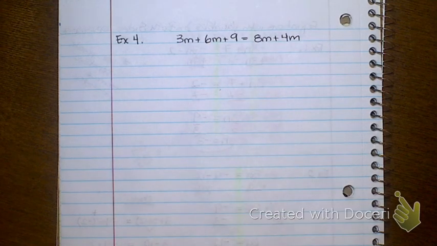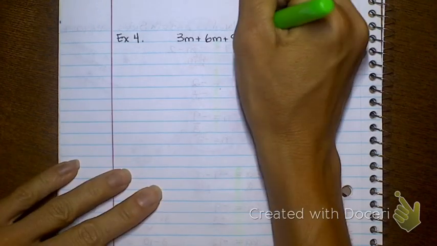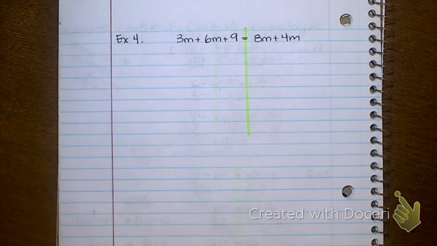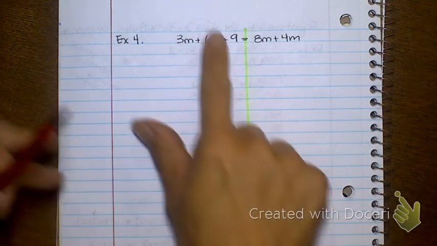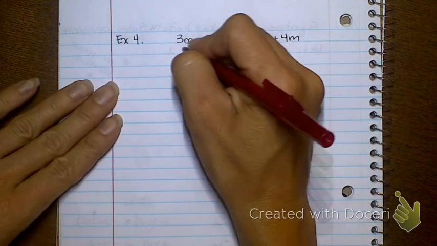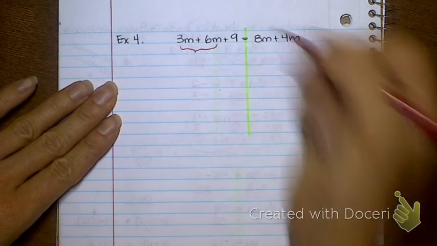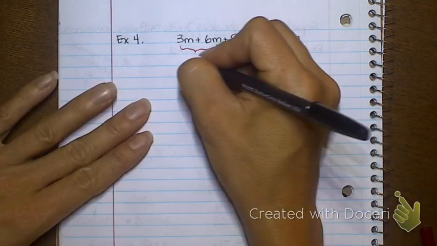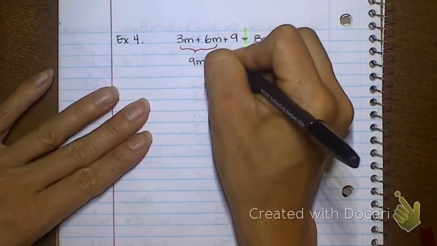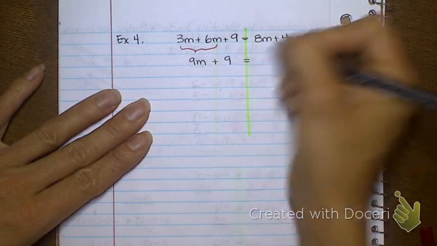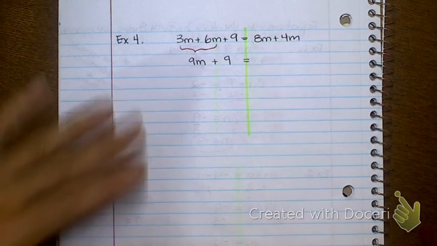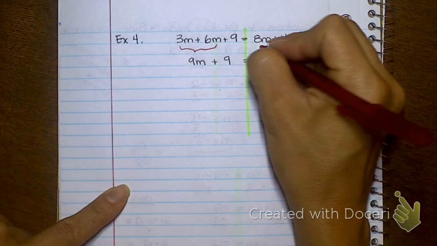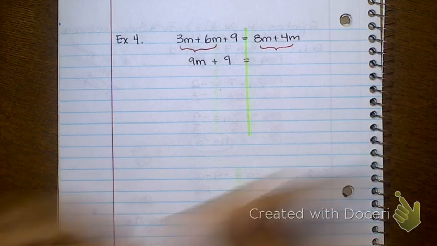So what we're going to do, before we start moving stuff, is simplify each side first. By simplify, I mean let's combine our like terms, because don't I have some like terms on this side? What can I put together on this side? 3 and 6. Those are like terms. What do I get when I put those together? 9 m's plus, let's just bring this 9 down. Now, do I have like terms on the other side? Yeah, what do those make when I put those together? 12m.